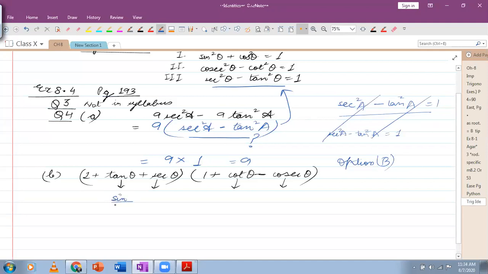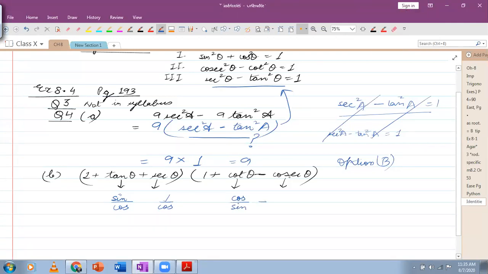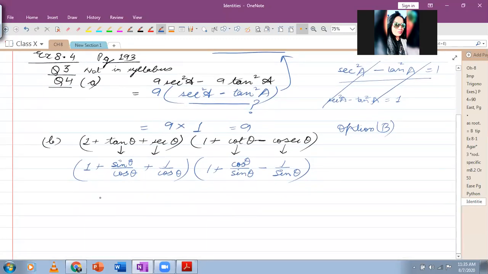Tan is the ratio of sine and cos. Secant is the reciprocal of cos. Cot is the ratio of cos by sine, which is the inverse of tan, the reciprocal of tan. Then cosecant is the reciprocal of sine. This is what I'm going to do, and use the same angle with each of these. Each of these is written for theta. This is the first step. Usually this works for simplification. And now simplify your brackets.